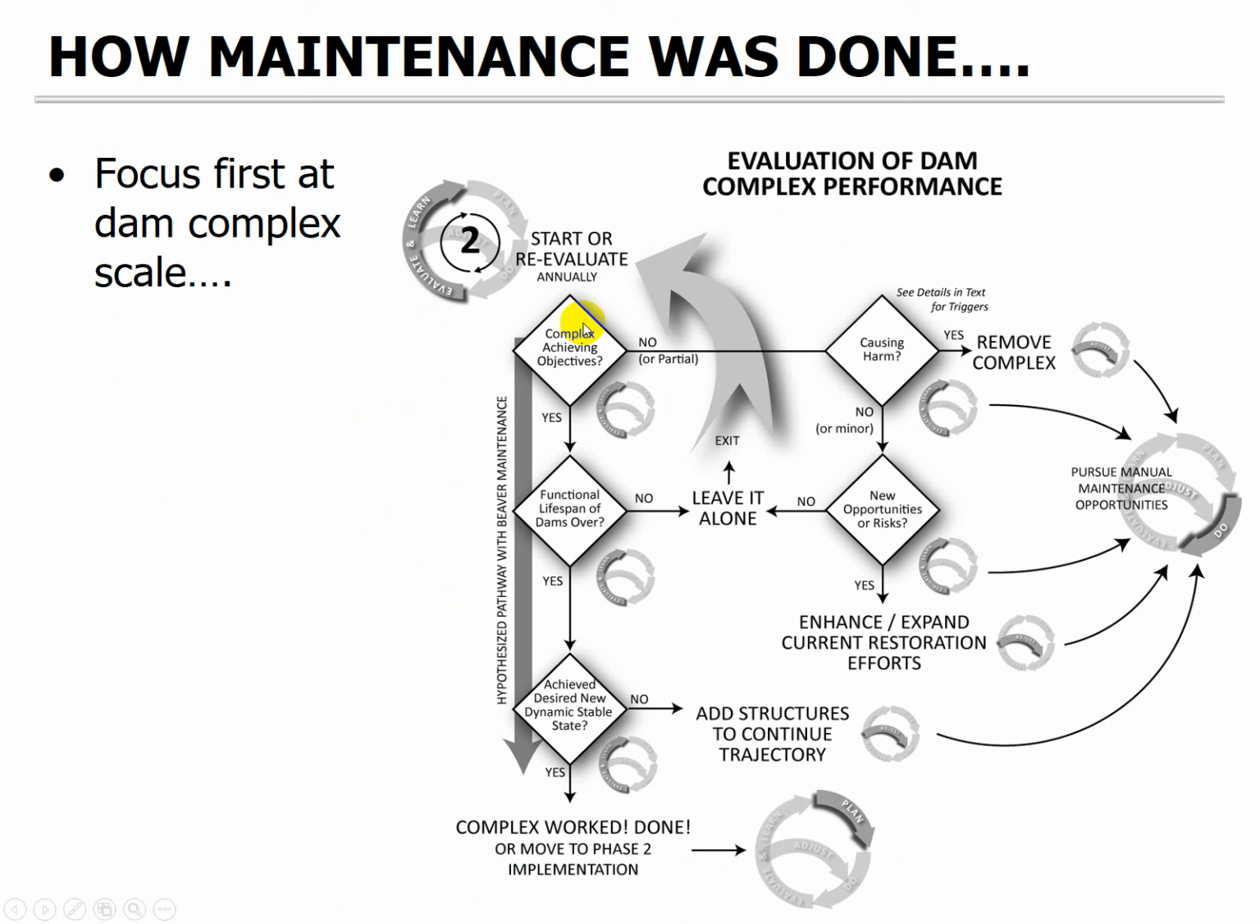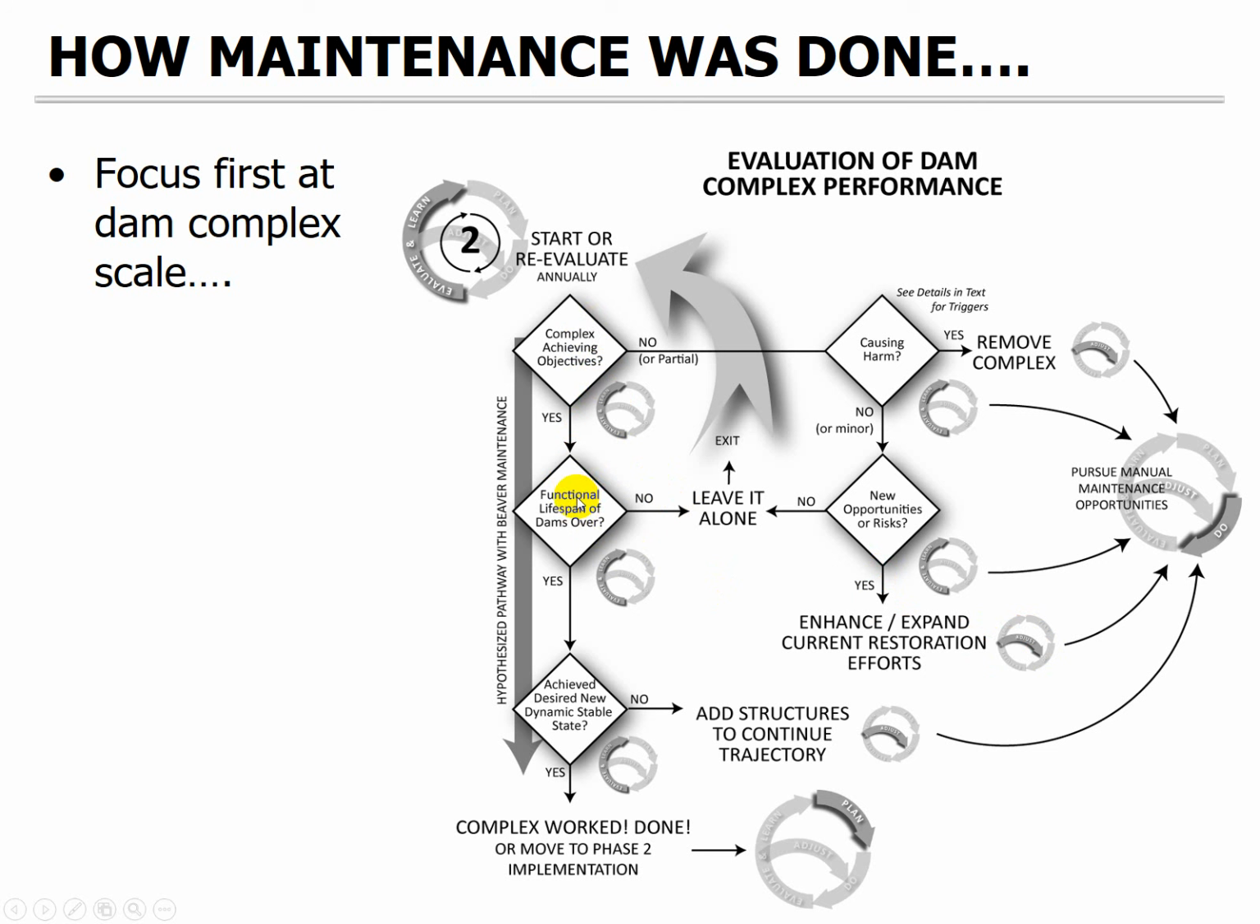Of course, what we're allowing for is, each year, considering if it's not achieving its objectives, is it causing harm? If it is, we can remove the complex or make a tweak to it to mitigate that harm. If it's not causing harm, are new opportunities or risks apparent now that weren't apparent when the thing went in? If there are opportunities, you might expand or enhance the current restoration efforts. Or if not, you might just leave it alone, and that's where you'd exit out of that monitoring loop, so you wouldn't have to do any adjustments. Whereas this right here represents an adjustment in that adaptive management loop.